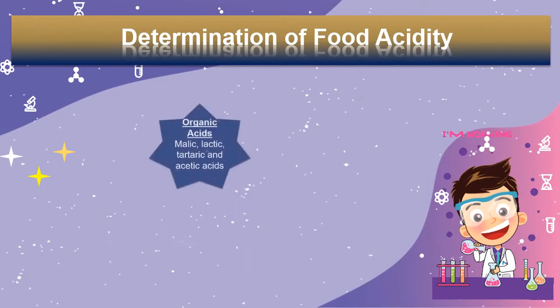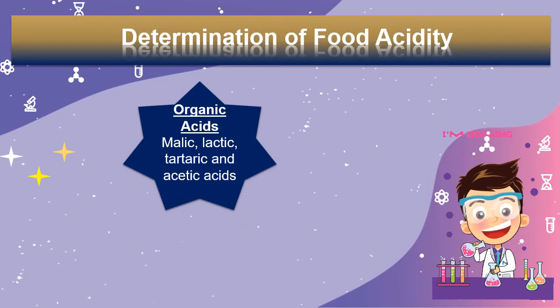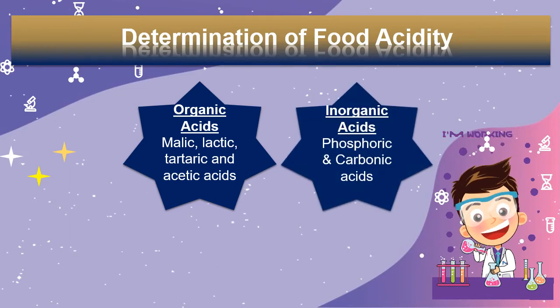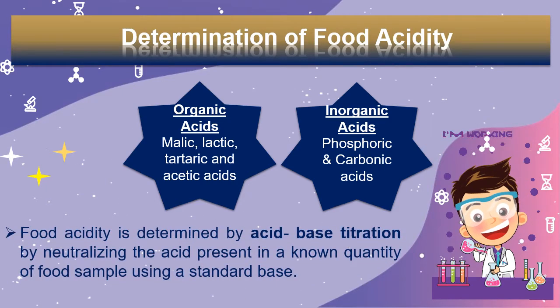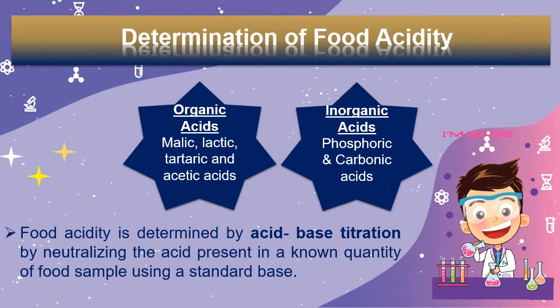Food acidity is due to the presence of organic acids like malic, lactic, tartaric and acetic acids, and the presence of inorganic acids like phosphoric and carbonic acids also play a predominant role in food acidity. So we can determine the food acidity by acid base titration by neutralizing the acid present in a known quantity of food sample using a standard base.